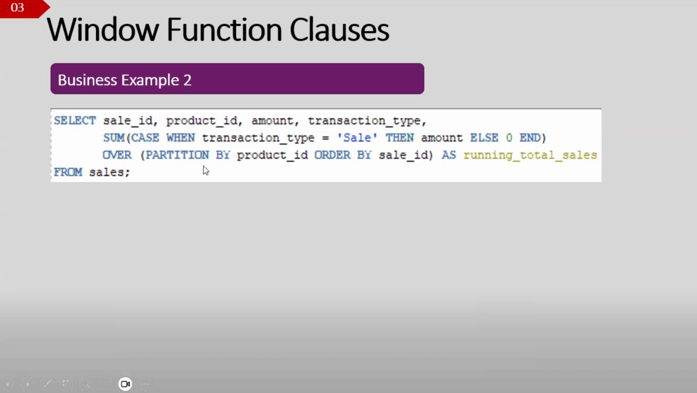Over, partition by, calculated for each product, order by sale ID to make it running, accumulated one by one. Here we can put date. If we have a date, we can put anything we want. If we put sales, it will not make it in good order, so we need to put the sale ID for the sequence of the sale itself.